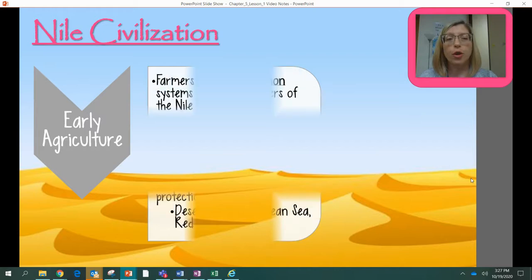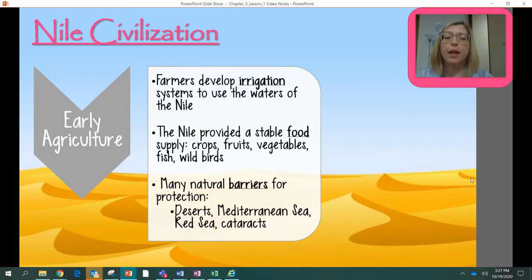Early agriculture. Farmers developed irrigation, and we remember irrigation as our vocab term for Mesopotamia, so we're still using it. They developed irrigation systems to use the waters of the Nile. The Nile provided a stable food supply: crops, fruits, vegetables, fish, wild birds. There were many natural barriers for protection. There were deserts, the Mediterranean Sea, the Red Sea, and cataracts.